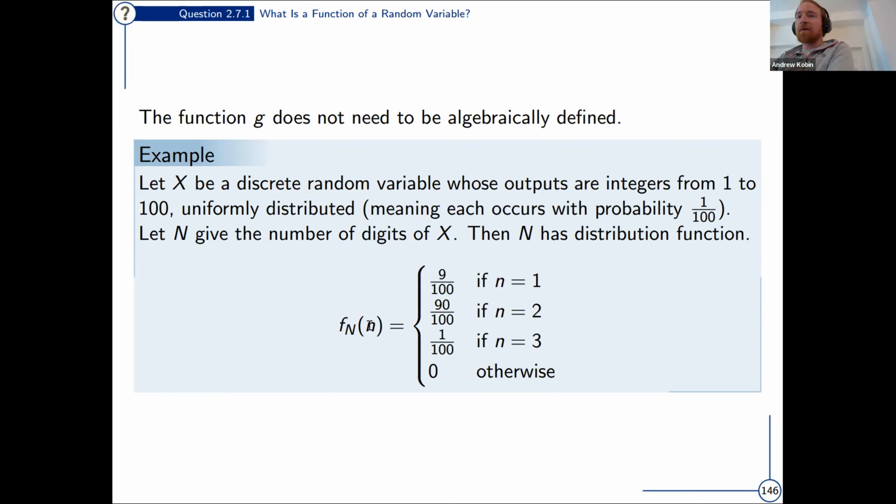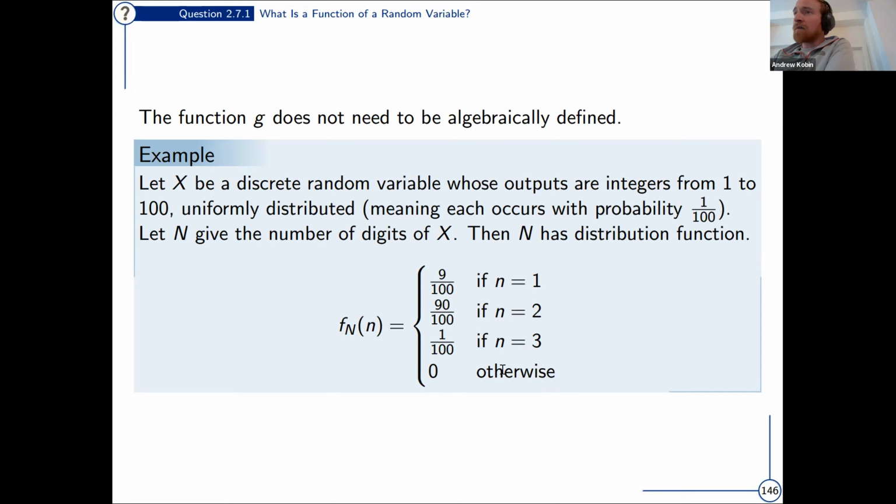Let's look at the probability distribution, or the density function f, for capital N. If the number of digits of the number that we select from our data set is 1, how many numbers from 1 to 100 have 1 digit? Well, there are 9 of them, the numbers 1 through 9. So there's a 9 out of 100 probability of choosing something with 1 digit. Similarly, there are 90 out of those 100 numbers that have 2 digits, and a single one with 3 digits. That's just 100 at the end of the list. For any other possible number of digits, there's a 0% probability of selecting a number with that number of digits.